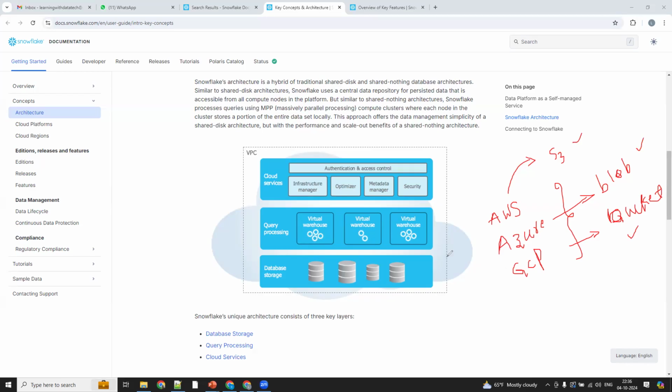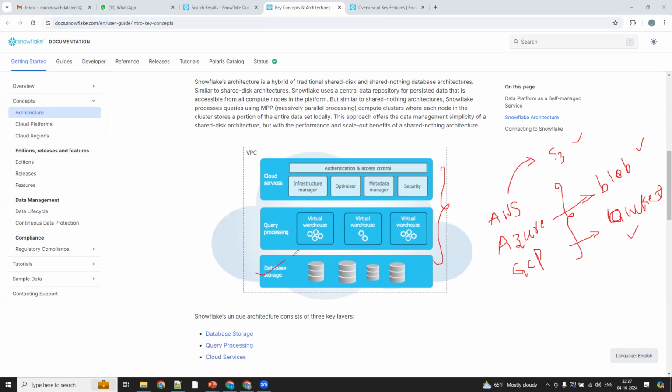Even when you try to create a Snowflake account, they'll ask you, hey, which cloud do you want to store the data in, or which cloud do you want to take the resources from. I'll show you that one tomorrow. So that is actually the database storage layer. Basically, we have three layers. First layer, I would say, is the database storage.